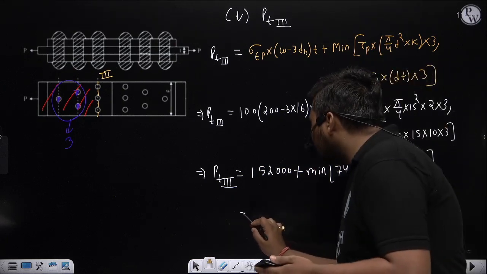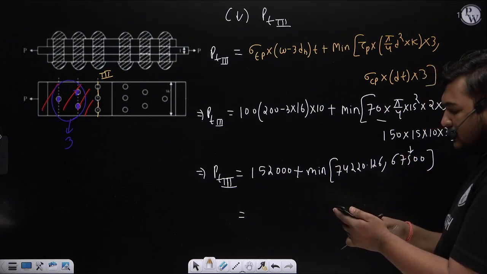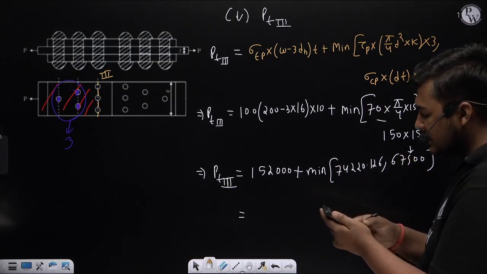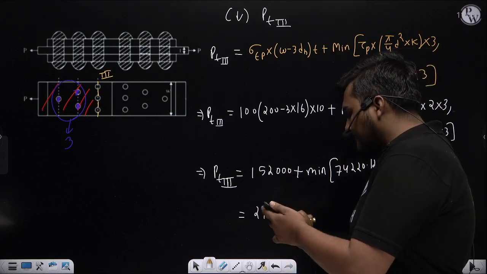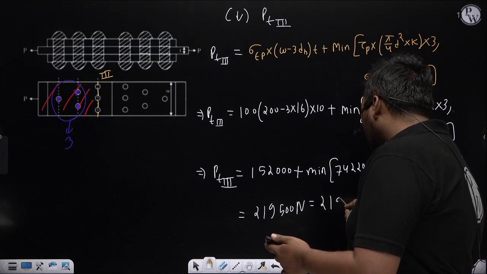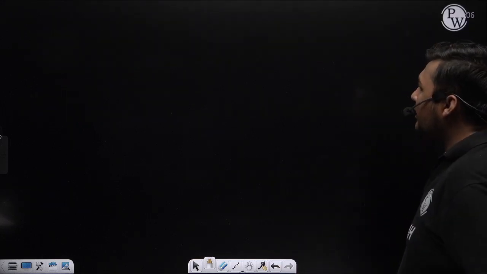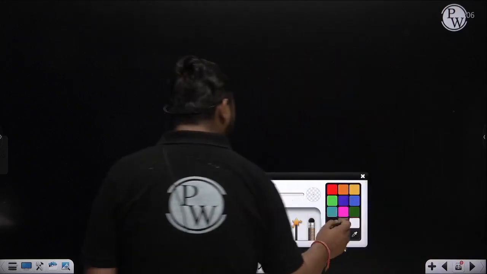So overall PT3 will be minimum of these two values, which is 67,500, plus 152,000. It is coming 219,500 Newton. In kilonewton, it will be 219.5. Okay.